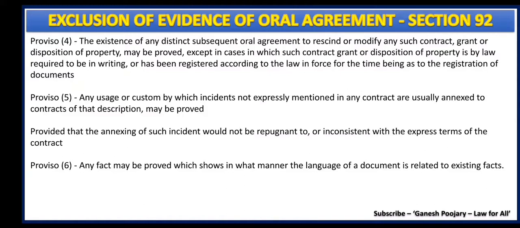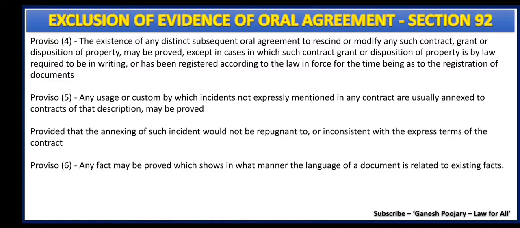Then comes the fifth one, where the question is related to any usage or custom. Here what happens? The same can be orally explained if it is related to usage or customs, and the proviso 6 or the exception 6 is the continuation where the question is related to language of a document. Here also oral agreement or oral evidence can be considered to explain the language that the parties have used in the document. These are the 6 exceptions, and with that I am taking you to illustrations, and then let's move to the case laws.